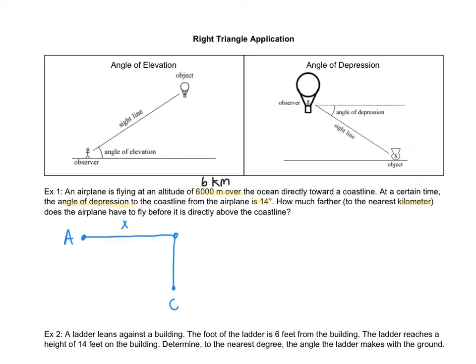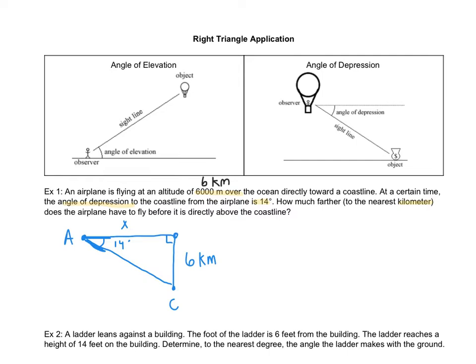We also know, now that we've created our right triangle, that the altitude is 6 kilometers, and the altitude is just the distance the airplane is above the ground. So we can label this the altitude, because the altitude won't change if it's just flying horizontally. And then we know that our angle of depression is 14 degrees. So we have our horizontal line here, and if our airplane were to look down to the coastline, that would be our sight line. So this right here is 14 degrees.